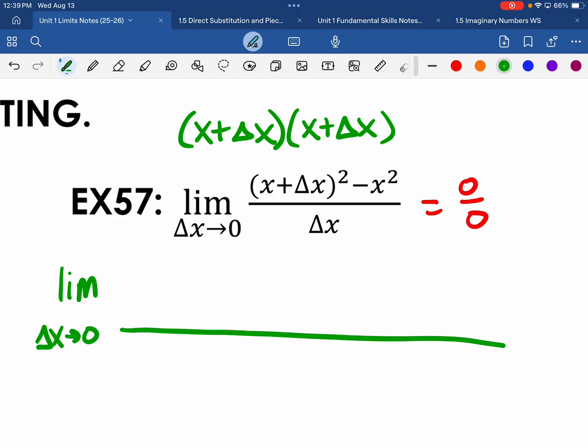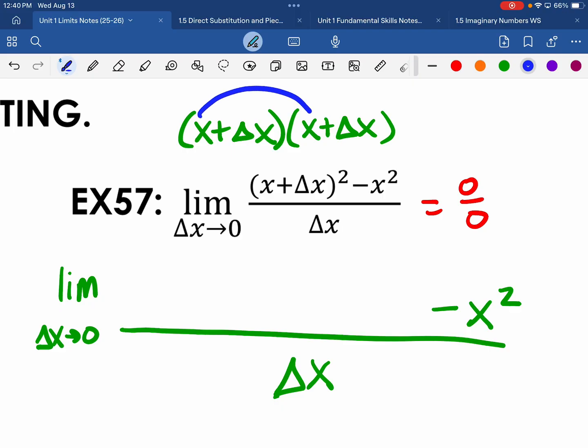Alright, so at the end of this equation, are we just going to drop down the minus x to the second power? Yes. So the delta x is going to stay on the bottom. The minus x squared at the very end is just going to hang out there. So we just need to FOIL out that x plus delta x squared.